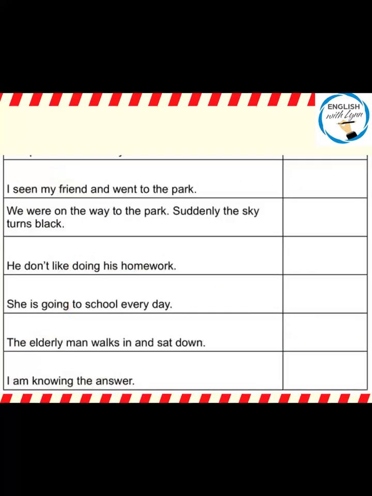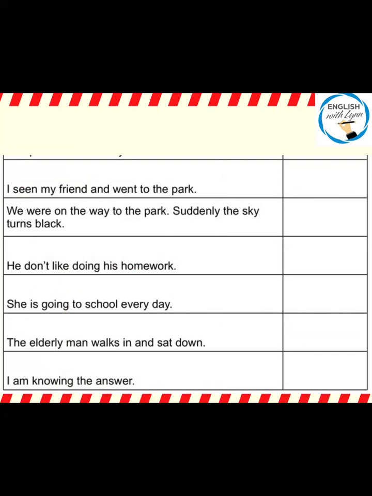Now, the next bit. Remember we said that we needed to be consistent with our tenses. So we can't switch between past tense and present tense within the one sentence.